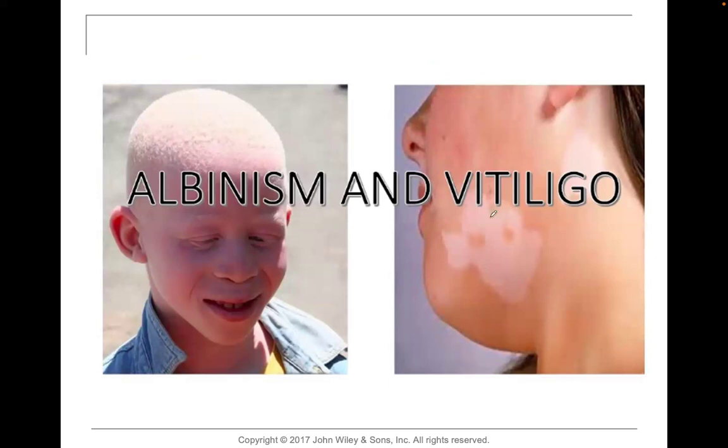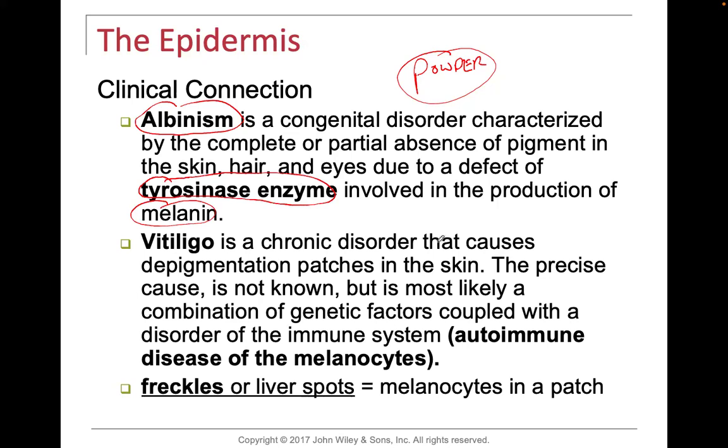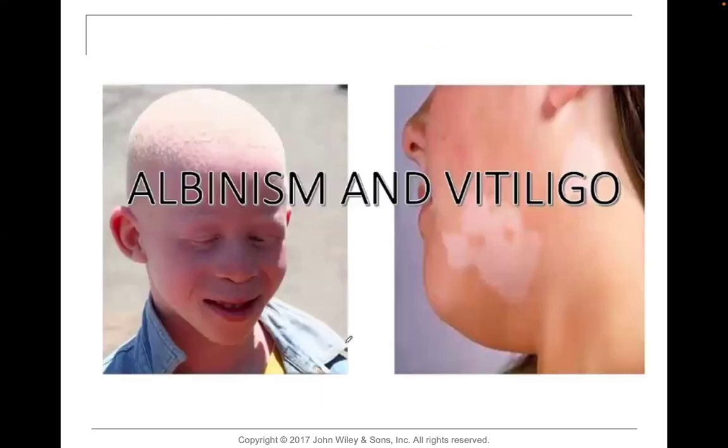Compared to vitiligo, where it becomes a patchy issue, where in vitiligo, it's a chronic disorder that's caused by the depigmentation, more in a patchy type of situation, where it's an autoimmune disease of the actual melanocyte. So just in a particular region like this, there's no melanocyte. Over here, there's no melanocyte. So when the sun hits, everything around it will darken except for those areas. When people are under stress, it tends to bring the vitiligo out.